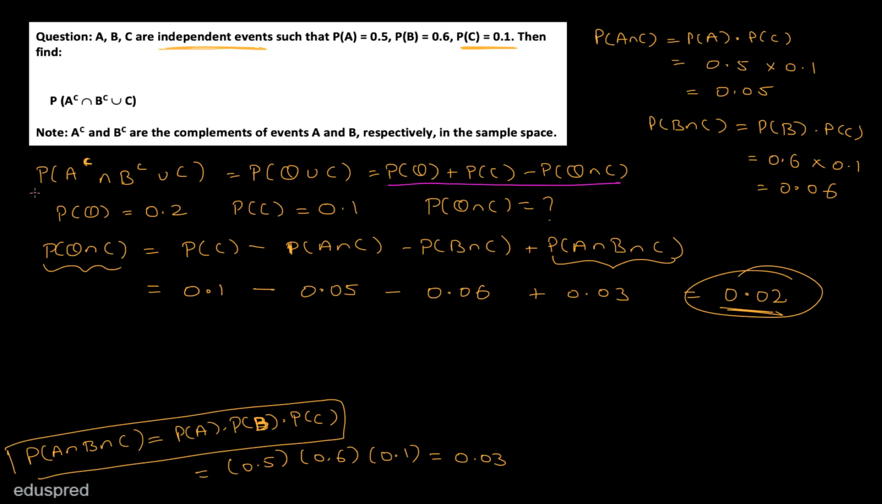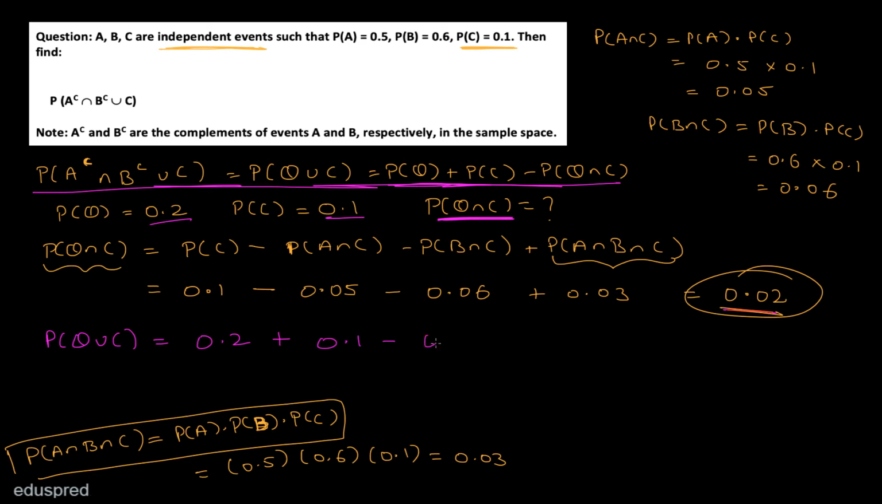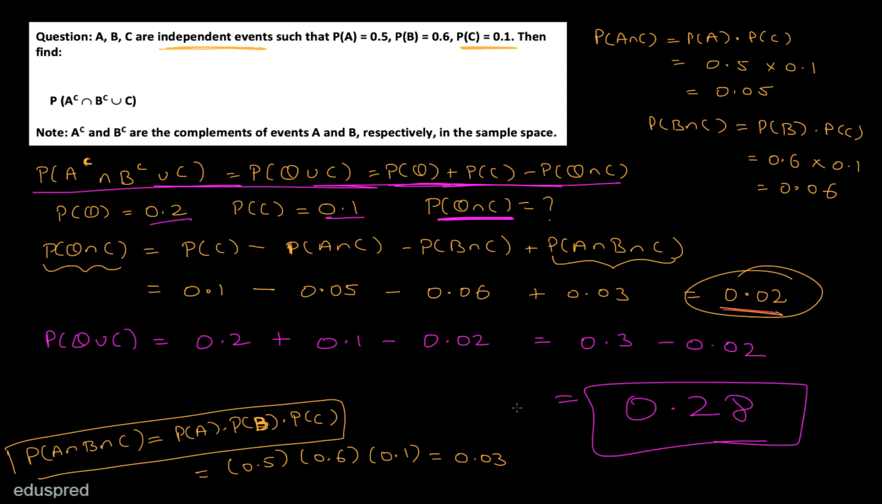So the probability of this thing that we have to find, that is Q union C, is equal to probability of Q, which is 0.2, plus probability of C, which is 0.1, minus probability of Q intersection C, which is 0.02. Okay, so this is equal to 0.3 minus 0.02, and this is equal to 0.28, which is the final answer. So that's it for this question.